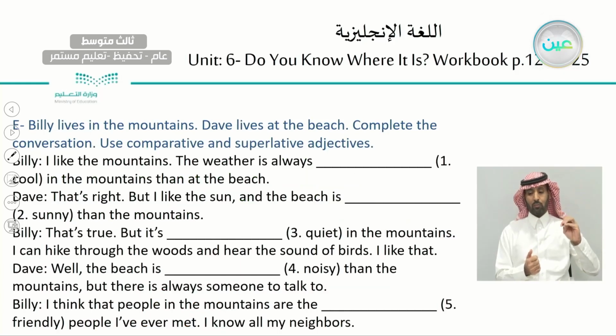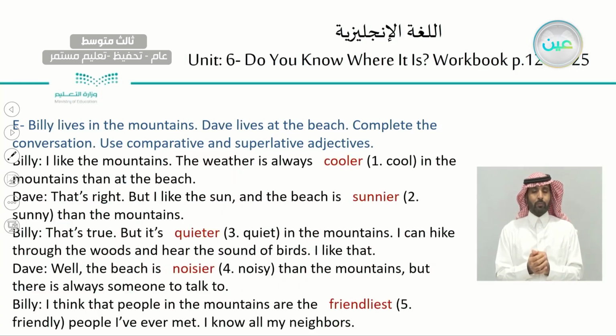Now for exercise E, Billy lives in the mountains, Dave lives at the beach. Complete the conversation. Use comparative and superlative adjectives. So you have to complete these with the adjectives between the brackets here, okay? To use either the comparative or the superlative depends on the sentence, okay? Let's see the answers together.